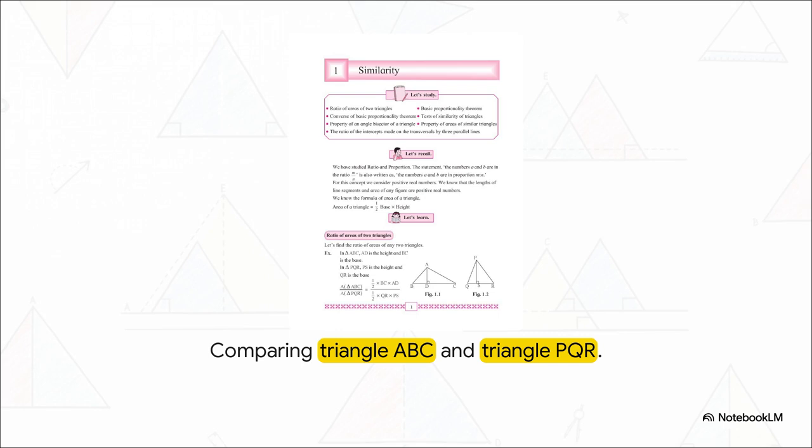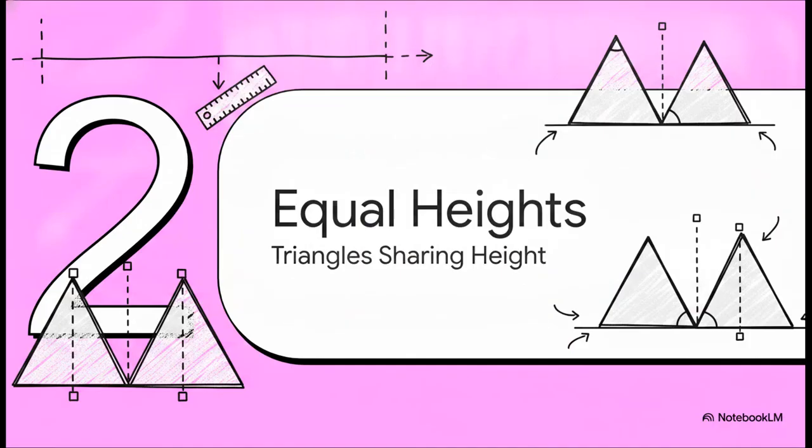So the crucial takeaway is this general rule. The ratio of the areas of any two triangles is simply equal to the ratio of the products of their bases and their corresponding heights. It's literally just base 1 times height 1 divided by base 2 times height 2. Very simple, isn't it? Let's move on to Section 2, triangles with equal heights.